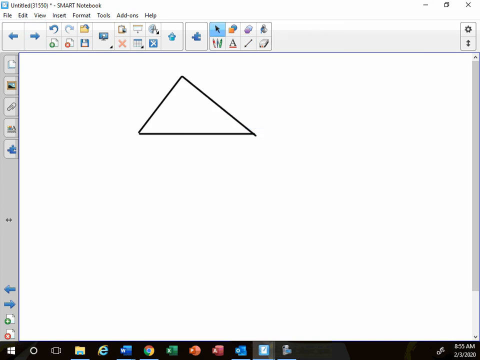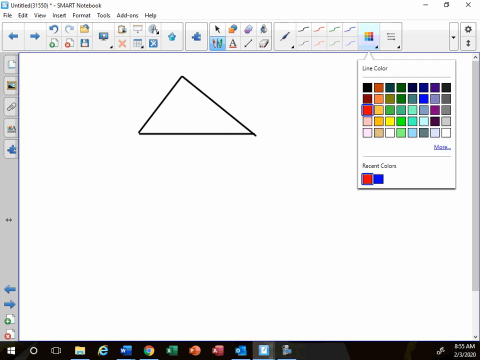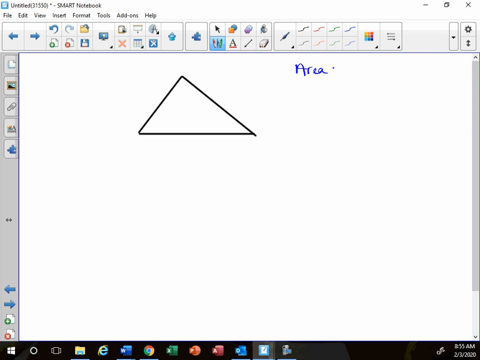Okay, so let's say this is your triangle. Do you guys remember area equals 1/2 base times height? You don't have to write this down. This is something I think you know, right?